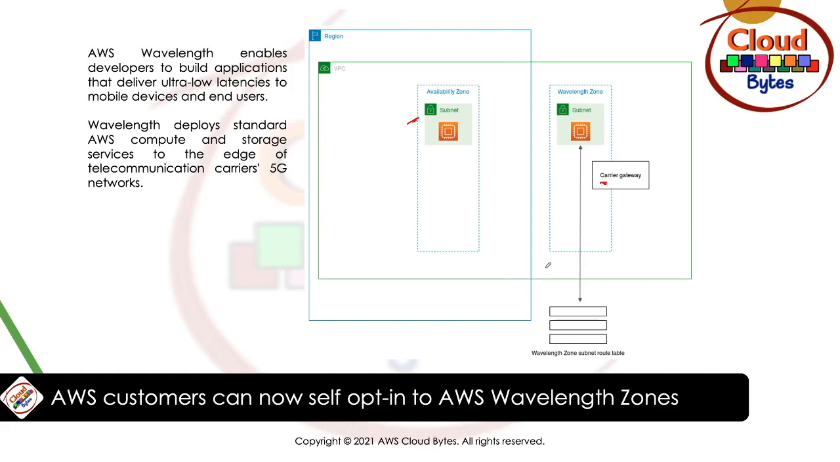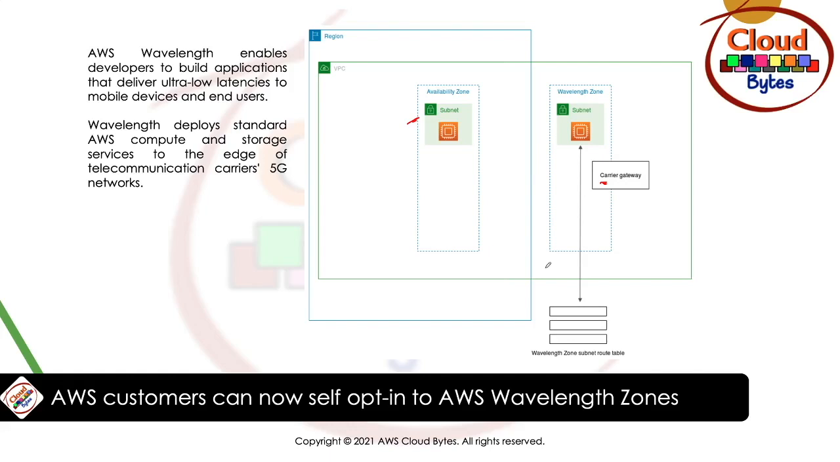So that can be done as usual. By default, there's no change on the AZ. You can extend an AWS VPC to one or more Wavelength Zones, and you can then use AWS resources like EC2 instances to run applications that require ultra low latency and a connection to AWS services in the region.